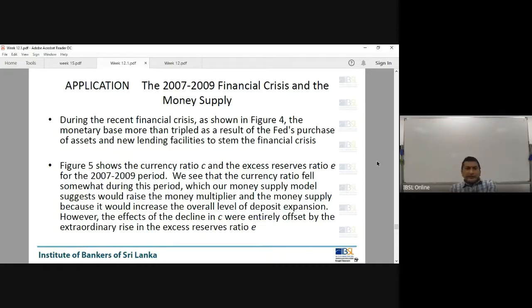And you will see the figure, the currency ratio during this period, and the excess reserve ratio, small c and small e, you will see those here. We see from these details, the small c fell somewhat. I mean, at difficult times, people should have more in the form of currency, but during this period, it reduced.